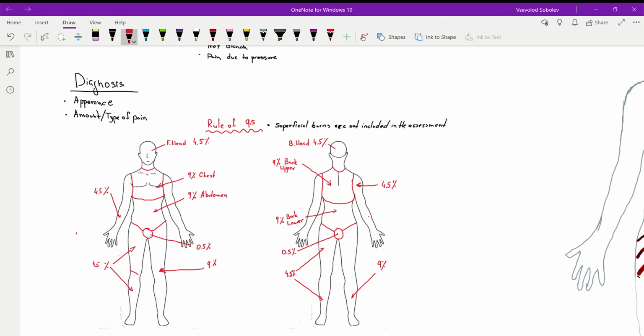So assessment and determining how many fluids are needed is what will be used. This formula, this diagram will be used, and this one people have to memorize. It includes only this formula, this diagram. You should assess only the deeper burns; you should not include the superficial burns.